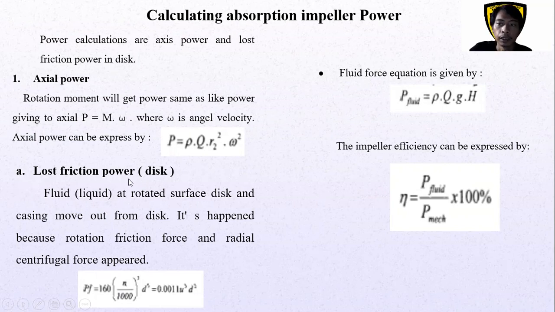A friction loss power is this. Fluid or liquid at the rotating surface and casing moves out from this. It happens because rotation friction force and radial centrifugal force appear, and it is expressed like this. And the next is fluid force. The fluid force equation is given by, and expressed like this. And the next, the impeller efficiency can be expressed like this.